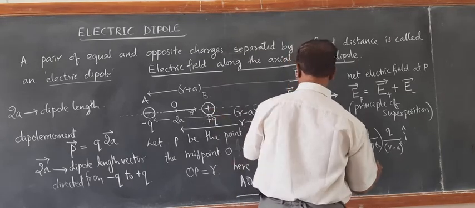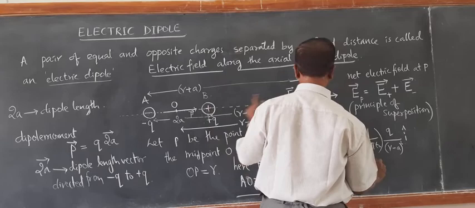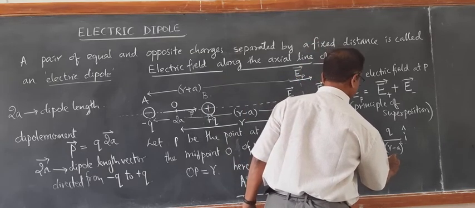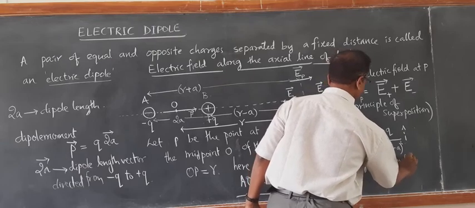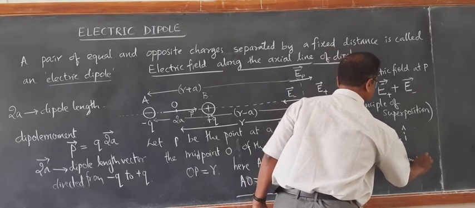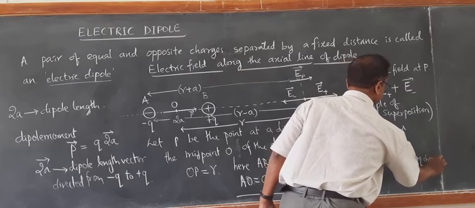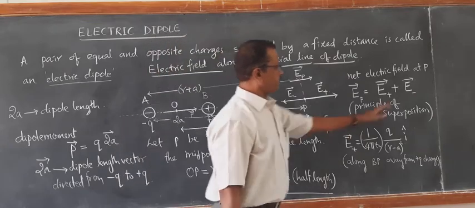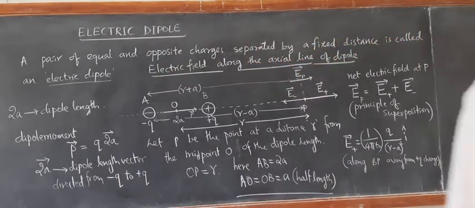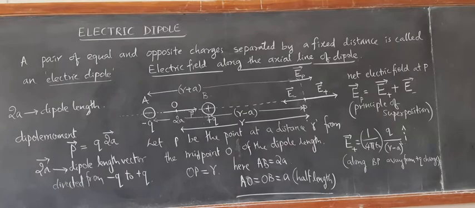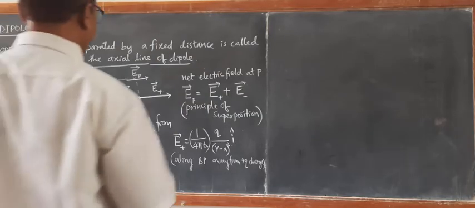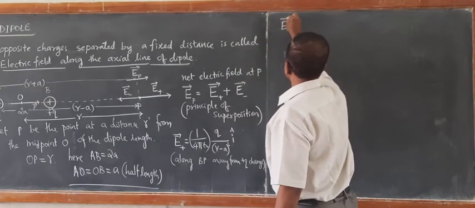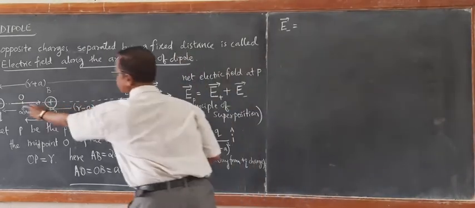Along BP, away from plus Q charge. Similarly, I can write what is E minus. Now, in the same way, I will write E minus, the electric field due to negative charge.